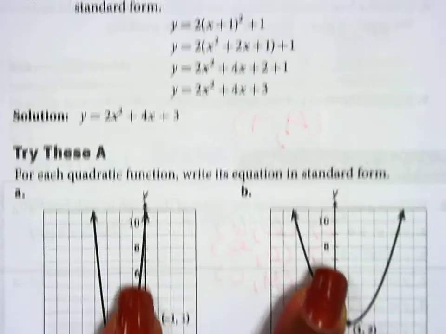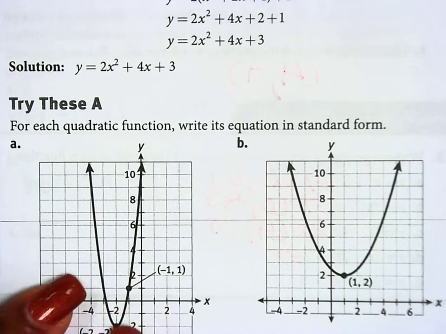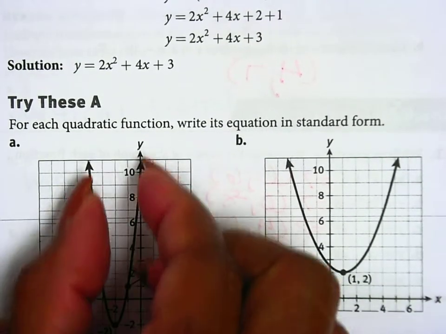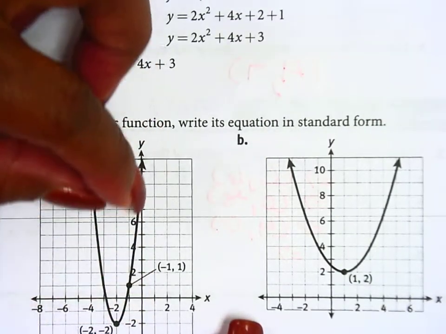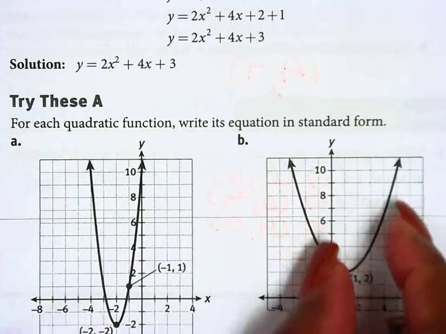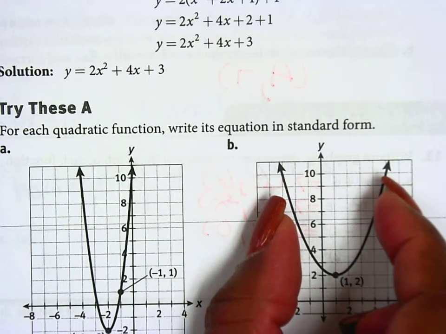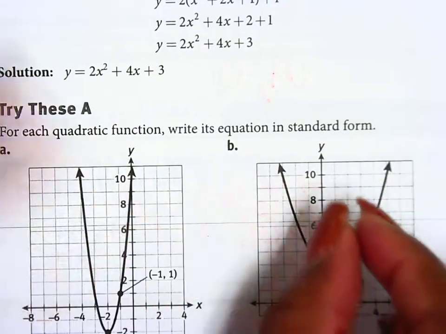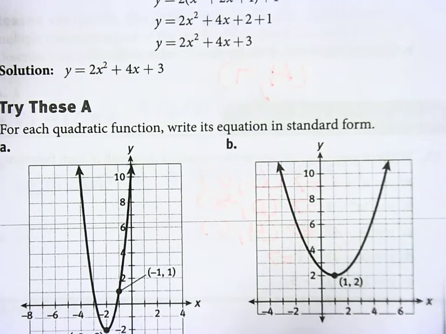Here, if you look at it, try these on A and B. I look at this and think about the parent function. I said, wow, this is skinnier than the parent function. So I know that my a is going to be greater than 1 because it's a stretch. Here on B, I know that my a is going to be between 0 and 1, meaning it's going to be a proper fraction, because it is wider than the parent function.